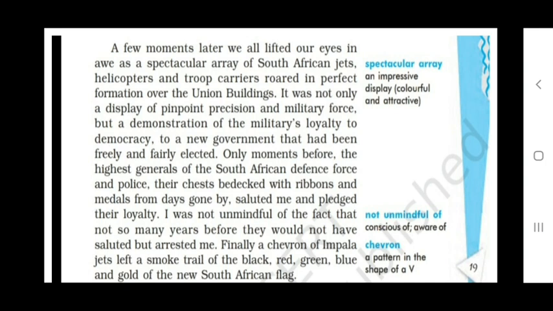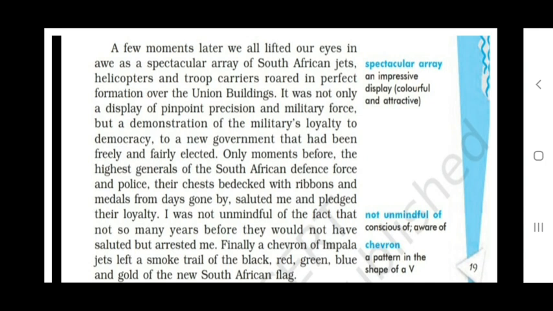So before this freedom, before this new government, when democracy was established in South Africa, Nelson Mandela was fighting against the Britishers, and these people who were working under the Britishers, these generals, police, and the defence force, what would they have done? They would have arrested him. Instead of giving respect, instead of saluting, they would have arrested him if the apartheid system had been prevalent there. So Nelson Mandela is stating that not so many years before, they would have arrested me instead of saluting. But the time had changed.